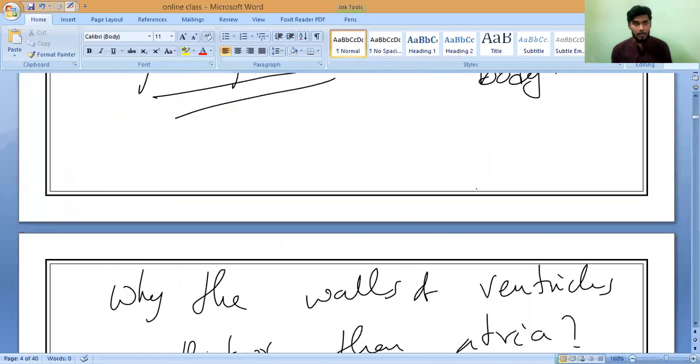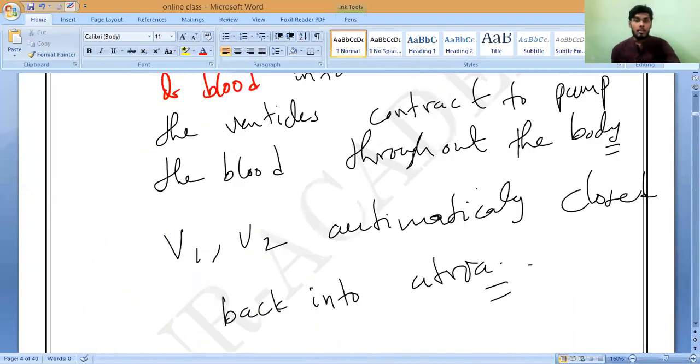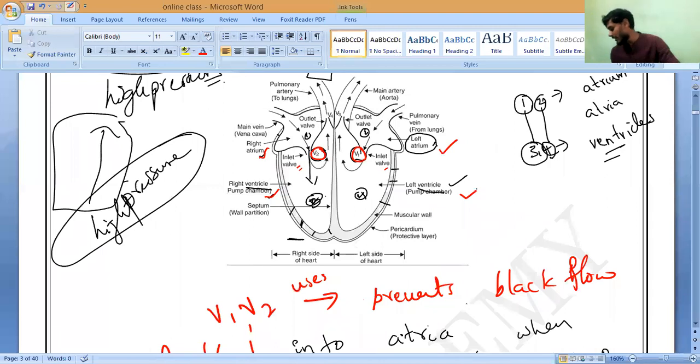So in this picture, you can observe carefully. As we know, as you go downwards, the thickness of these ventricles keeps on increasing, because they have to pump the blood throughout the body with a very, very high pressure. That is what I am saying. Now, next you can see, this is what we call the ventricles.